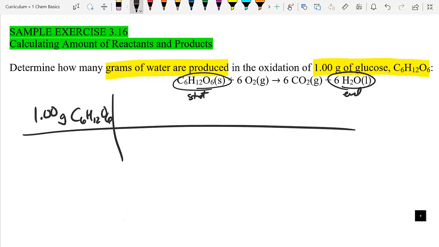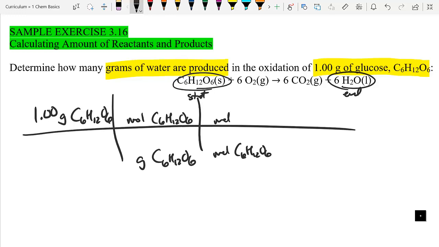And let's just predict our steps, right? We're going to go from grams of glucose into moles of glucose, so that will cancel out using molar mass. The second stage, we're going to cancel moles of glucose and convert that into moles of water using the mole ratio. And the final step is to cancel the moles of water and determine the grams of water by using molar mass.